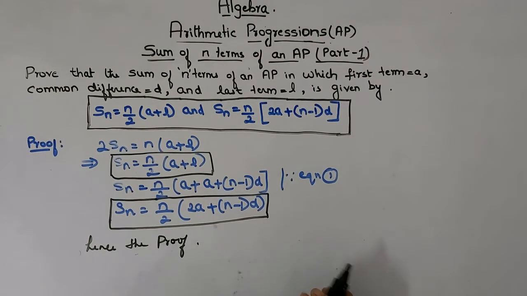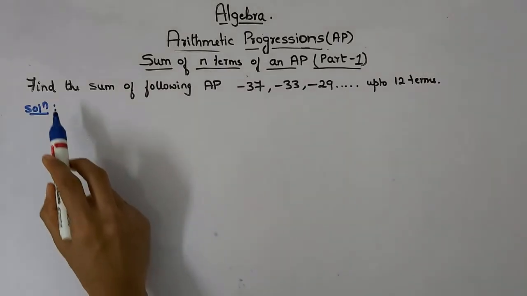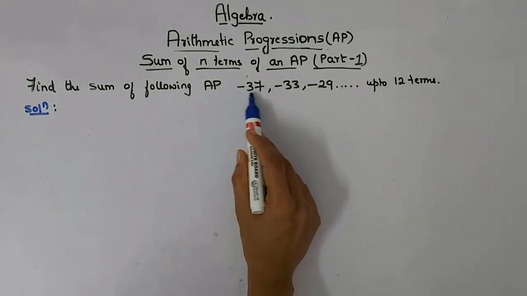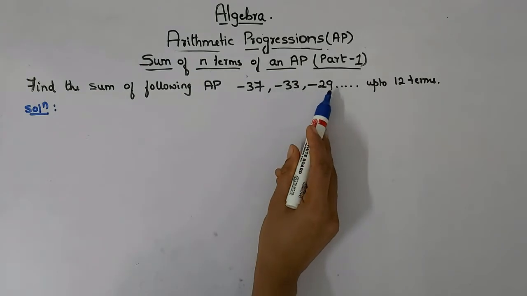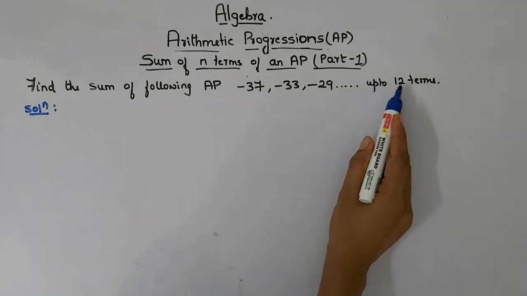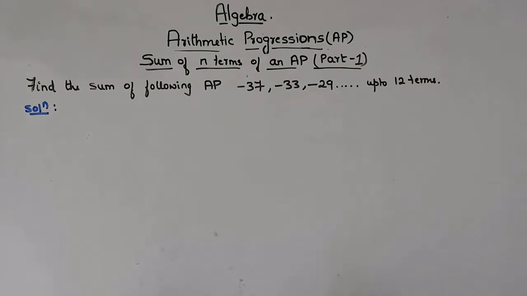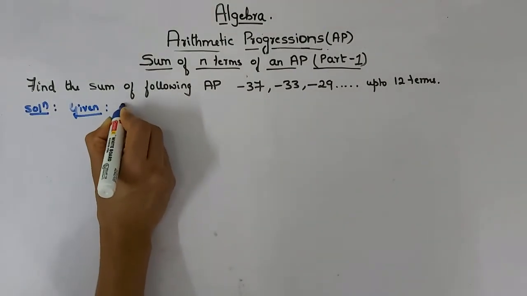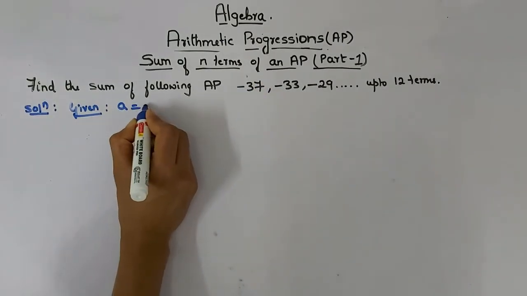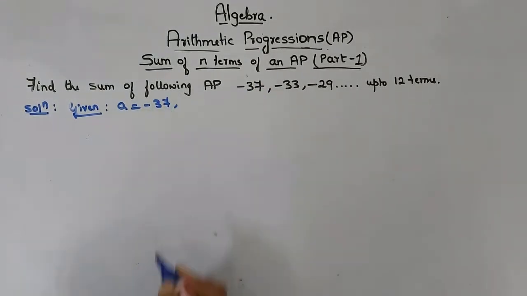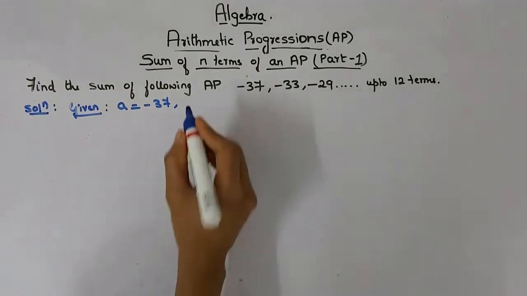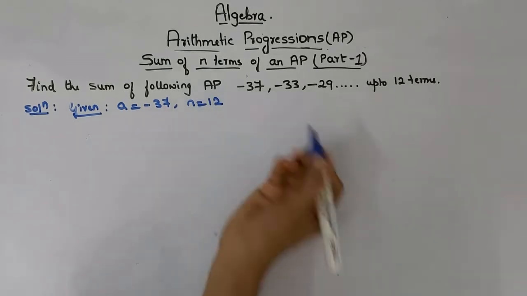Now let's see how to find the sum of n terms by taking some examples. Here we have: find the sum of the following AP. The AP is given as minus 37, minus 33, minus 29 and so on up to 12 terms. First let's write what is given. Given here is a, your first term, which is equal to minus 37. And your n is up to 12 terms, so n is 12.